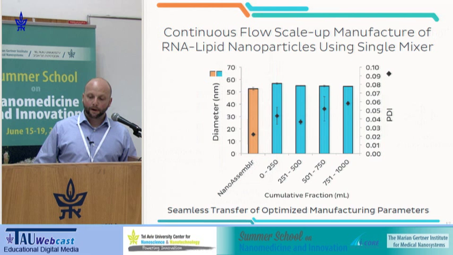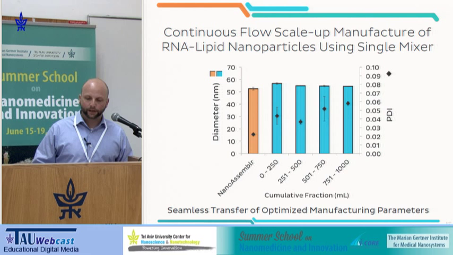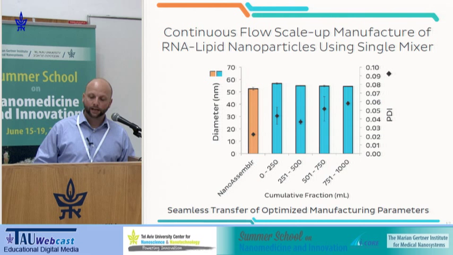So the continuous flow system: the first step is to take a single mixer and say, well, how long can we run this thing for? This is doing an siRNA LNP nanoparticle system. Shown here again is the reproducibility between a 2 mL formulation made on the NanoAssemblr system, and a single formulation made using our continuous flow system, but in this case fractionated just for measurement purposes at each 250 milliliters. And shown here is a liter made in a single mixer. This took about 80 minutes, so it's a pretty realistic time frame.